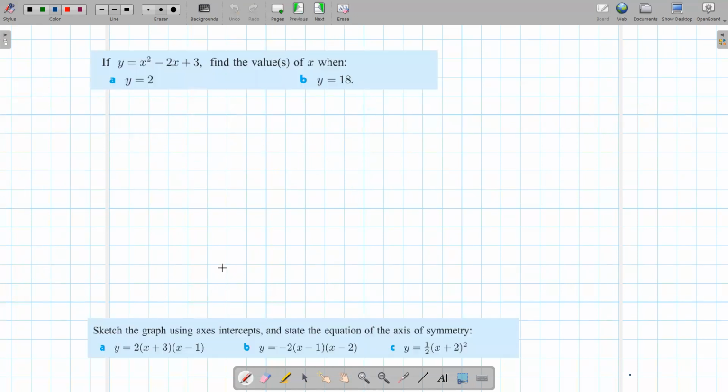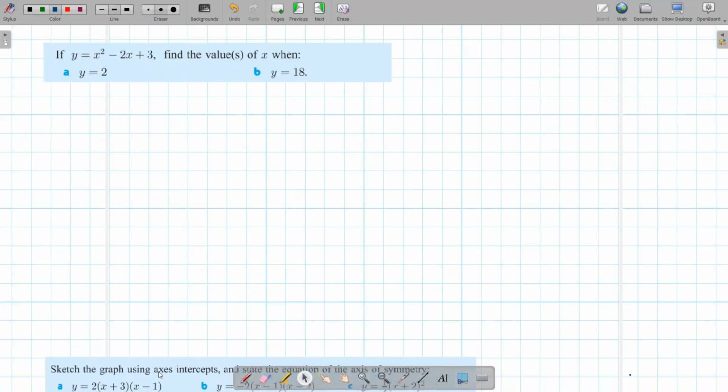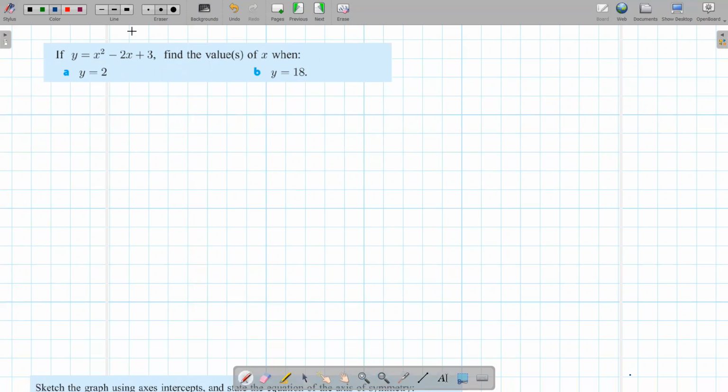Okay, let's start with different examples to make it clear to you. In the first question, here he said what? He said if y equals x squared minus 2x plus 3, then find the values of x when y equals 2 and when y equals 18.